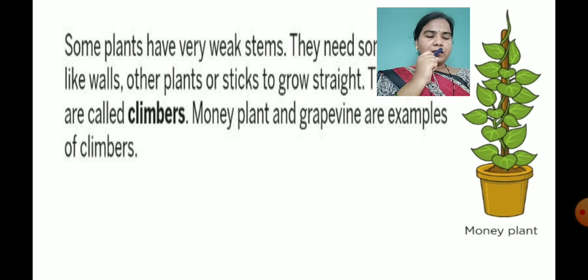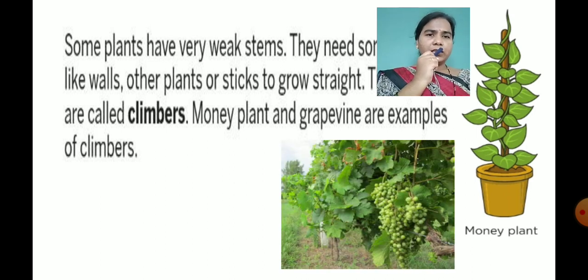As you can see in the example of money plant, it needs the support of a stick, other plants or walls. We can see it in our houses also. So these plants are called climbers. The examples are money plant and grapevine. Children, these plants need the support of walls, other plants and sticks to grow straight. That's why they are called climbers.